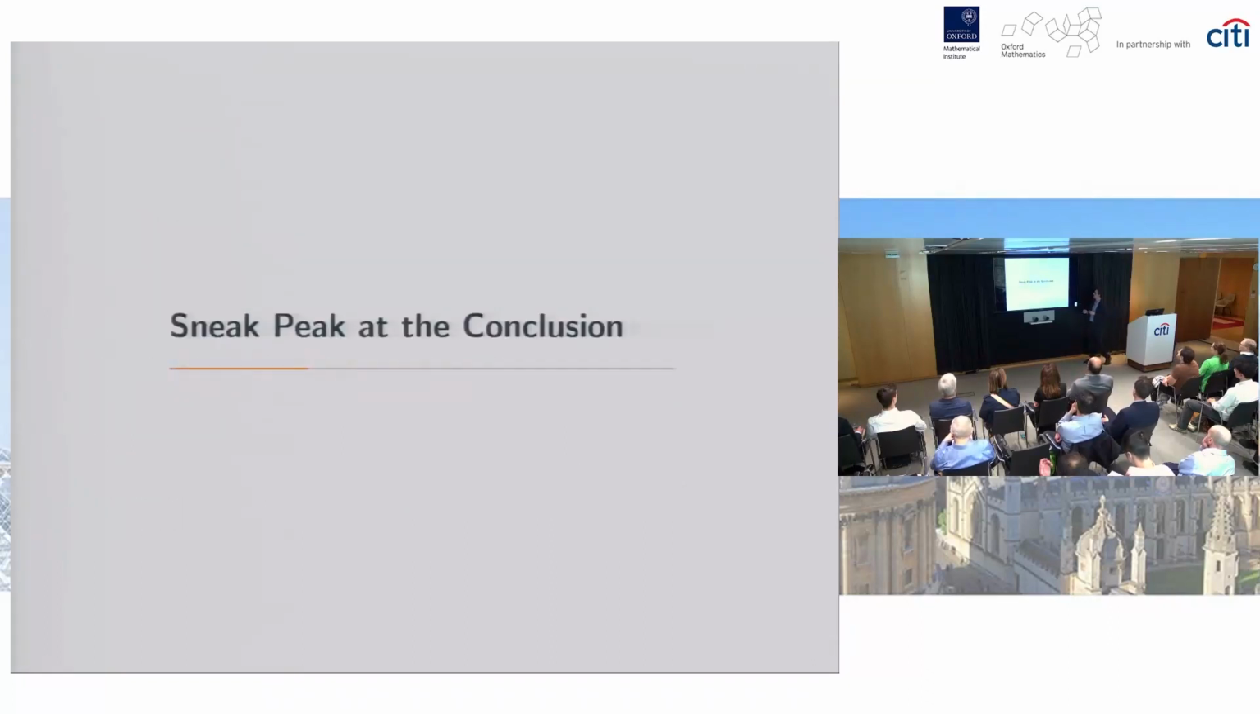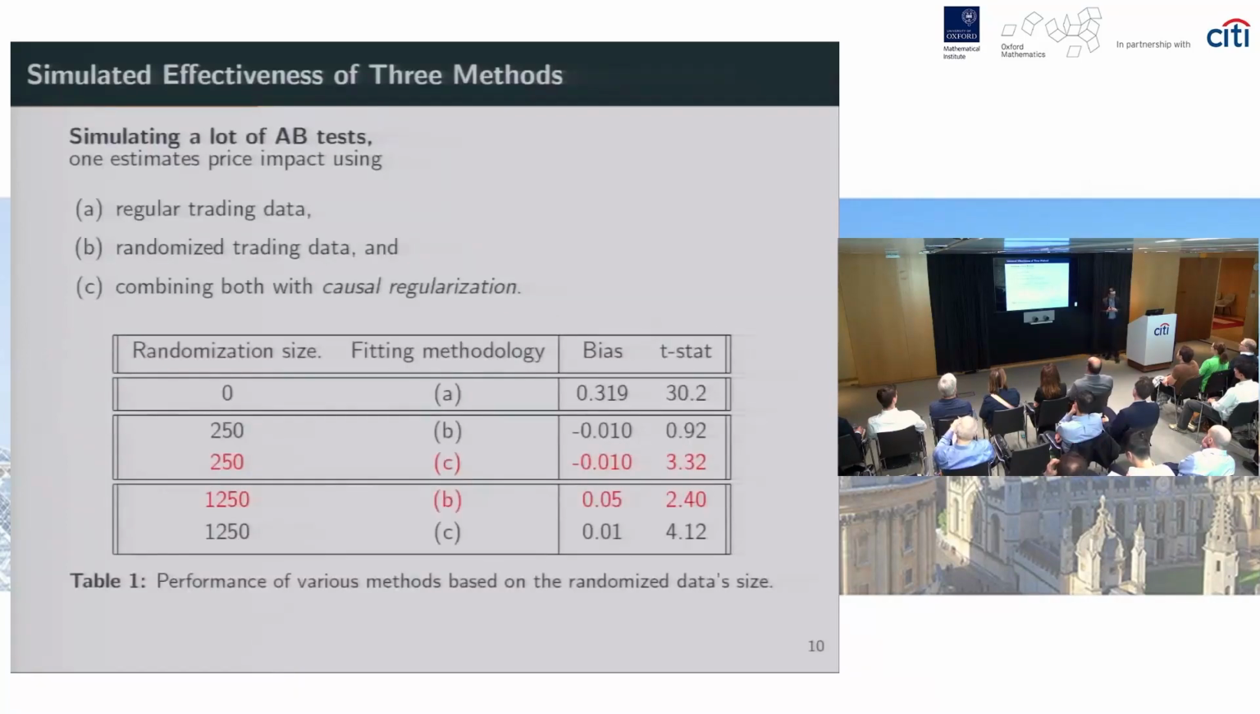Before I go into technical details, just a sneak peek at the conclusion. At the end, what I'm going to compare is basically three methods. The first uses the historical trading data without looking at randomized trading data, and that will be this first row here, method A. Randomization size 0: I will use no randomized data, just historical data. And that's going to be fundamentally biased.